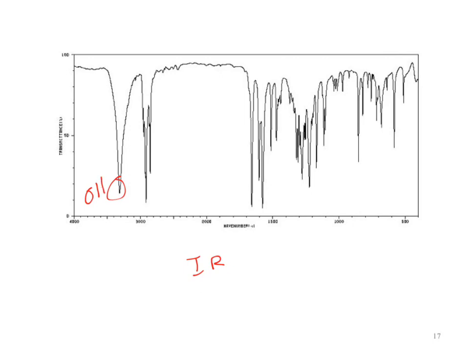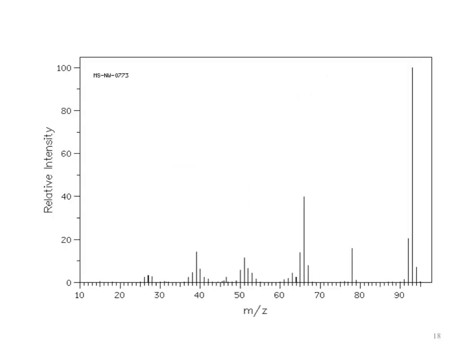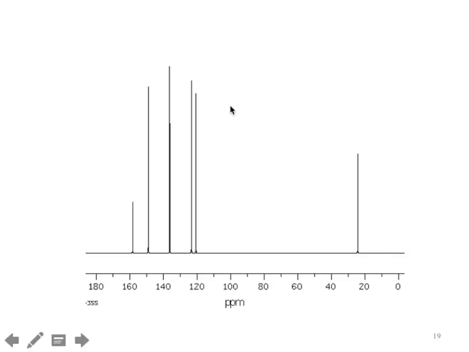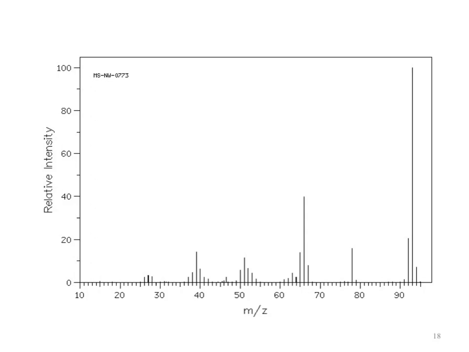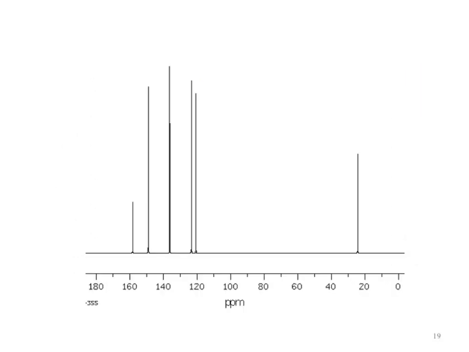IR. OH, CH, sp3. Mass, that's the wrong button. Let me try that again. Mass spec, that peak is important at 93. Oh, because it's odd nitrogen. I may have counted that wrong too. 1, 2, 3, 4, 5, 6 peaks.